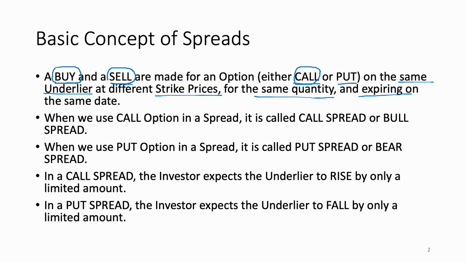So this is important. Let us summarize once again. The trader in a spreads strategy has to buy and sell an option, either a call option or a put option. If it's a call option, he has to buy a call option and sell a call option. If it's a put option, he has to buy a put option and sell a put option. The options have to be on the same underlier. The strike prices of the buy and sell will be different. However, the quantities will be the same and the expiry date has to be the same for both the buy and the sell option.